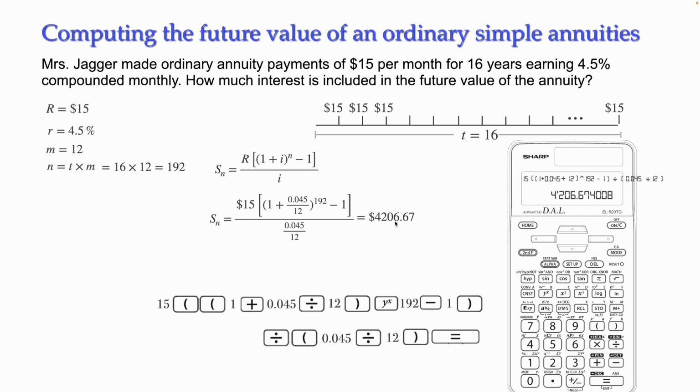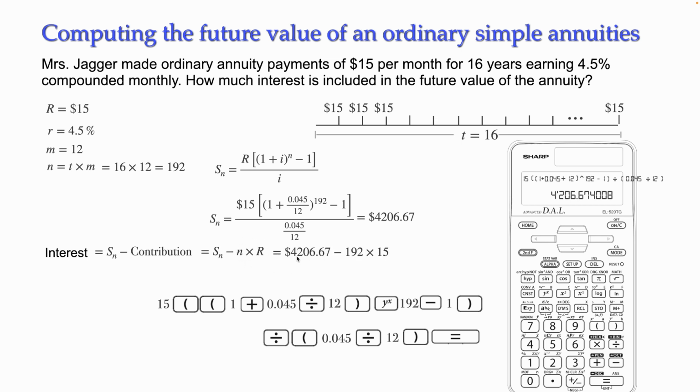How do I compute the interest? The interest will be equal to this future value minus the contribution that Mrs. Jagger has actually made. What is the contribution that Mrs. Jagger has made? The payments multiplied by the number of payments. Mrs. Jagger has made 192 payments of $15. So this will be 4,206 minus N times R, the number of payments multiplied by the payments. This is the actual contribution.